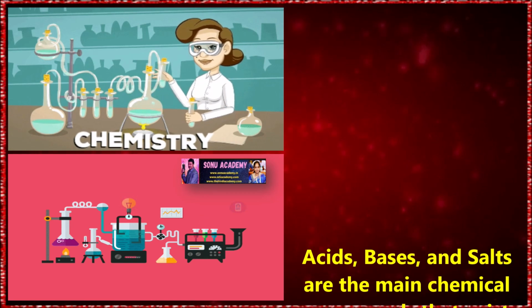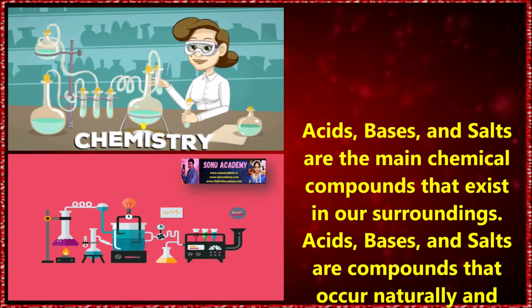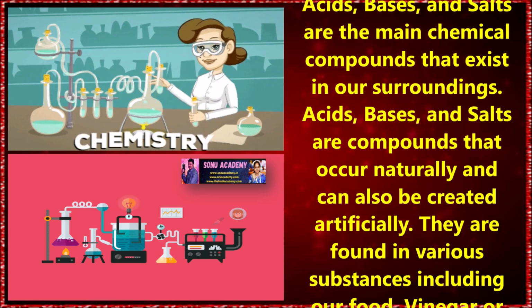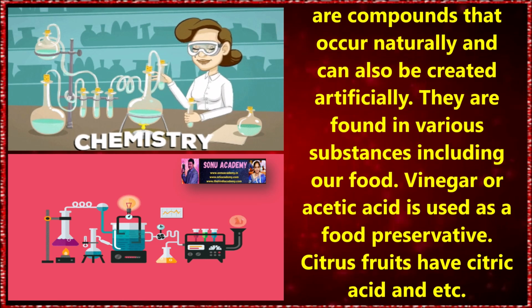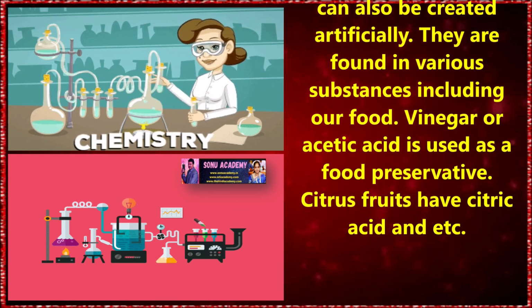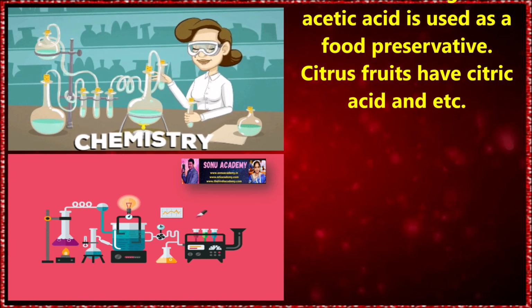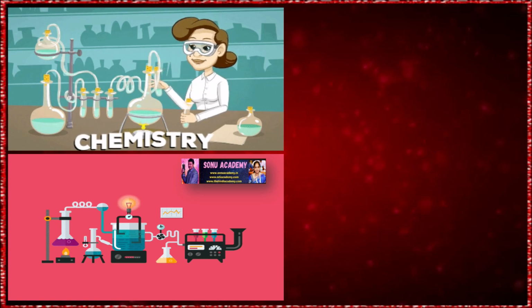Acids, bases and salts are the main chemical compounds that exist in our surroundings. They occur naturally and can also be created artificially. They are found in various substances including our food. Vinegar or acetic acid is used as a food preservative. Citrus fruits have citric acid and so on.